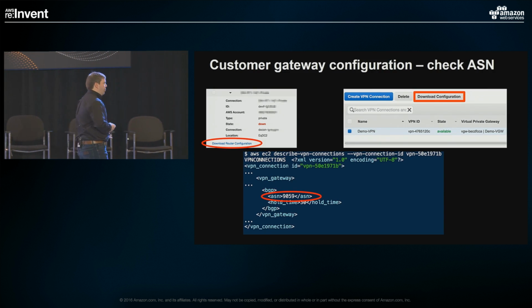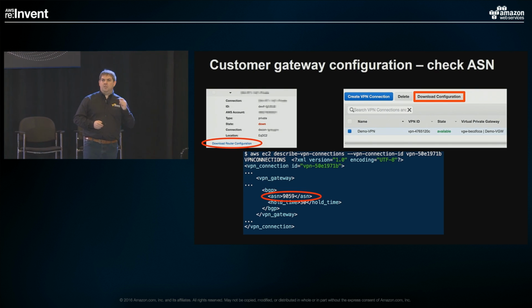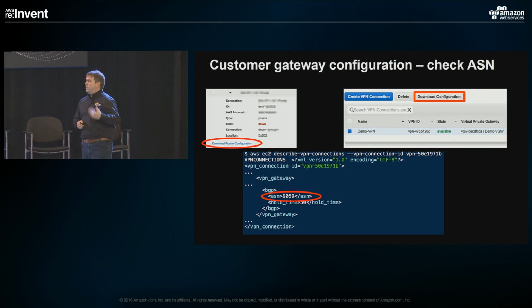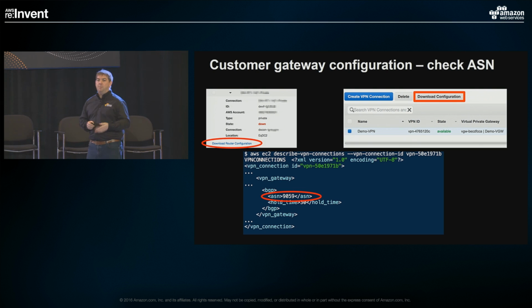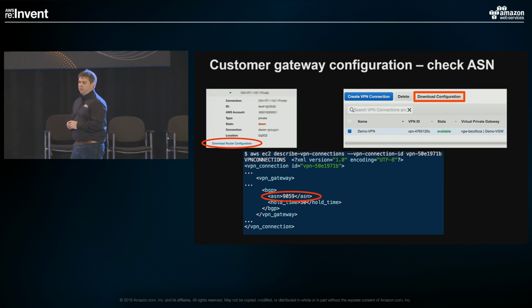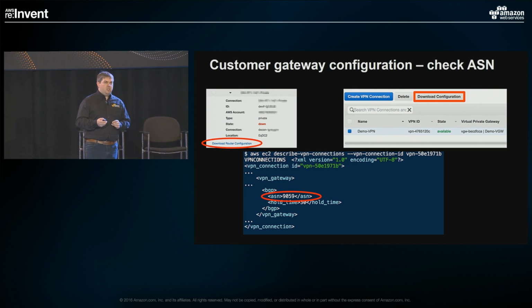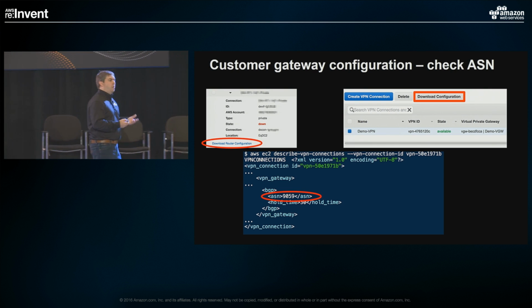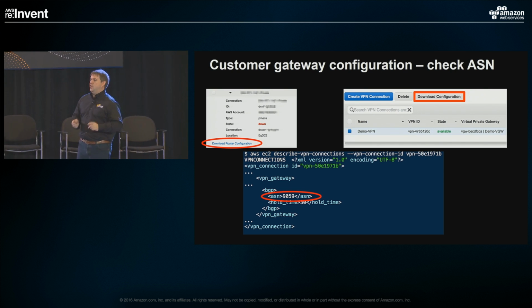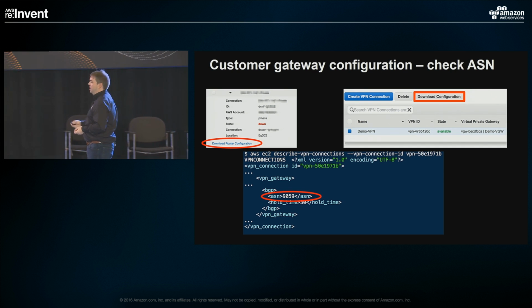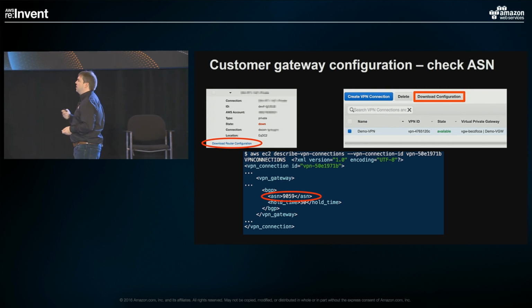You can do this in a couple of ways. So if you create a virtual interface, there's always a link to download the configuration. Within that will be the AS number that we're using for that particular connection in that region. The same for a VPN connection, and obviously you can also do this via the command line tools. So always check what the AS number is on the Amazon end of your VPN or Direct Connect connection.